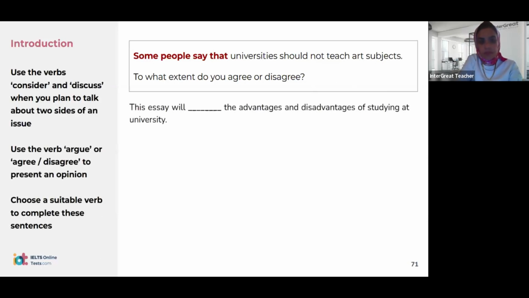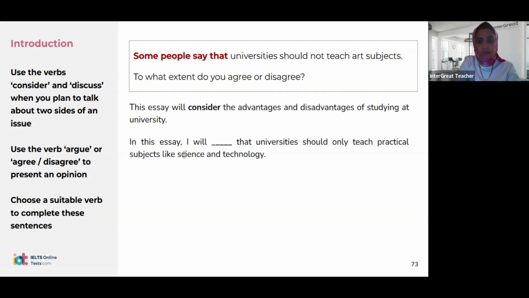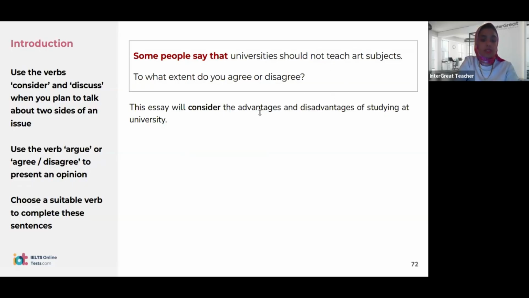Okay. So let's have a look here to complete this introduction. This essay will, can you come up with a verb? Yes, here it's not a discussion. This is an opinion question, right? Okay. So let's see, what verb do you think could be used here? This essay will discuss, consider the advantages. The first one, it says advantages, disadvantages. So we could write consider or discuss, because advantages, disadvantages, no problem.